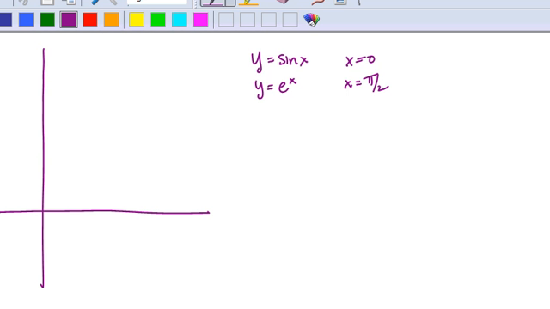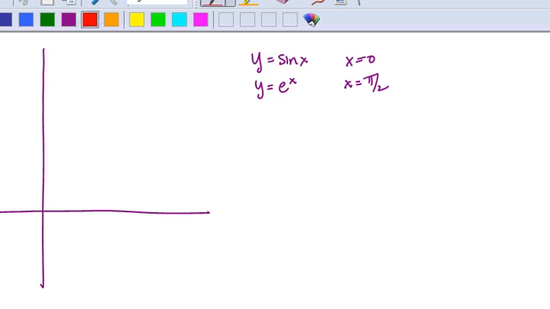So here I've got an example where I haven't actually done the graph yet. I've just given the equations and the boundaries and asked to find the area between the curve that is enclosed by all of these equations. So let's do a quick sketch.